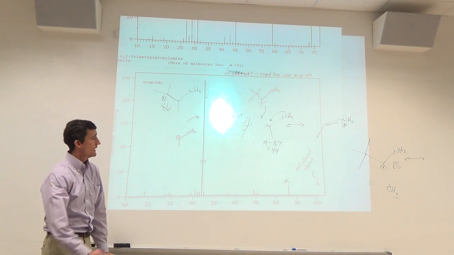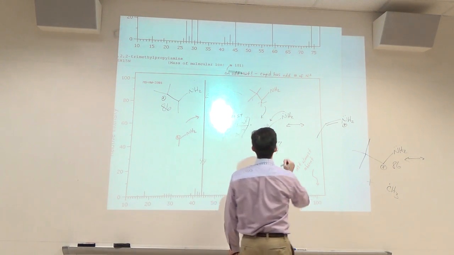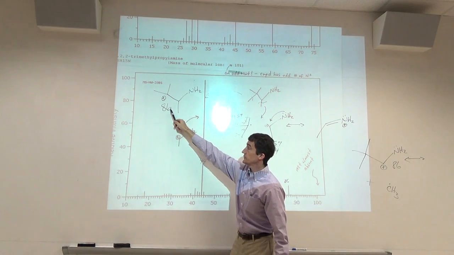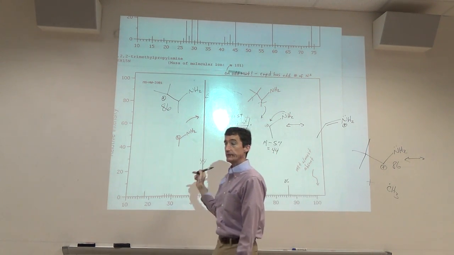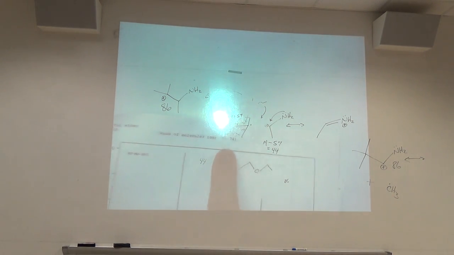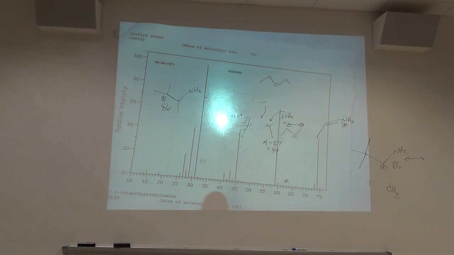Okay, anything else on that one? By the way, odd number of nitrogens. Molecular ion is odd, but cations are even. Notice the cations are even. In the previous examples, molecular weight was even, and your cations were odd. So both of those flip when you have an odd number of nitrogens.